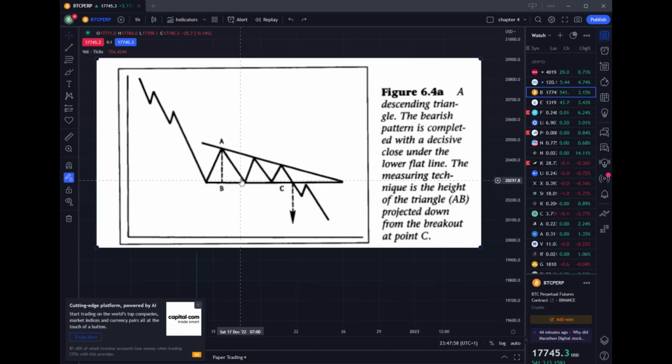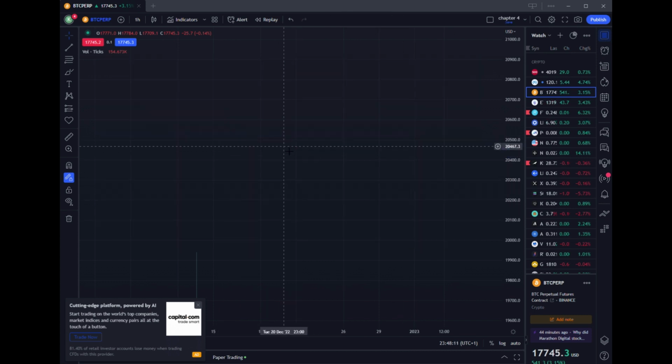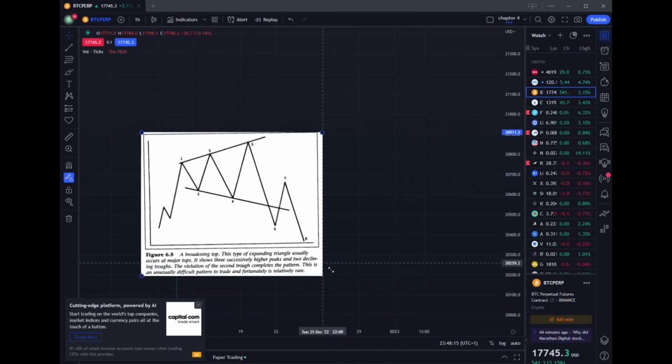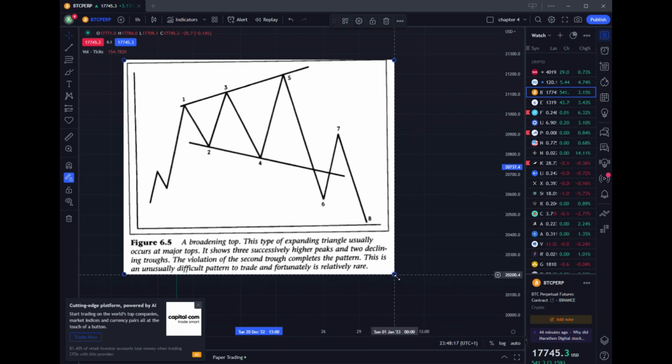Or actually, what is important to know of this: with a descending one, the volume should be heavier on the downside because people are trying to break down. And like I said, the volume is more important than in the ascending triangle. So that's one thing to remember about this one.